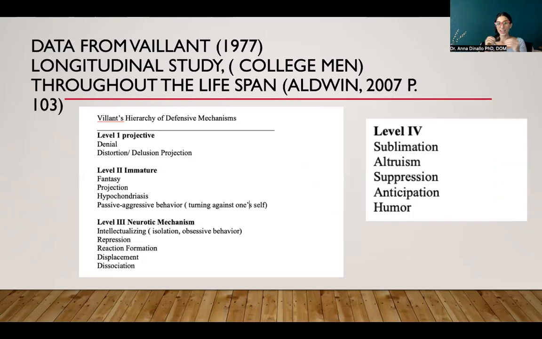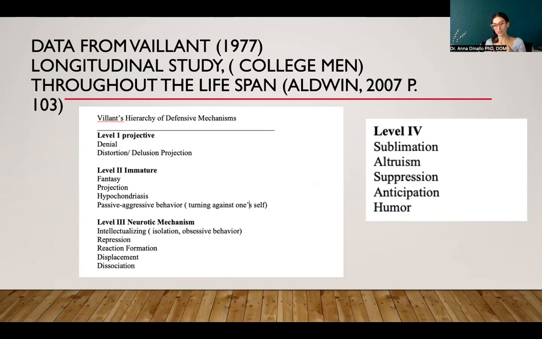Okay, so in Aldwin's book on the biology of stress, there's this really incredible study it referenced that I hadn't heard of before, called Vaillant's Hierarchy of Defense Mechanisms. This study was a longitudinal study, and for decades, they followed college men and wanted to know, how does their ego mediate things that feel threatening? And so here's what they found. Like, how cool is this?